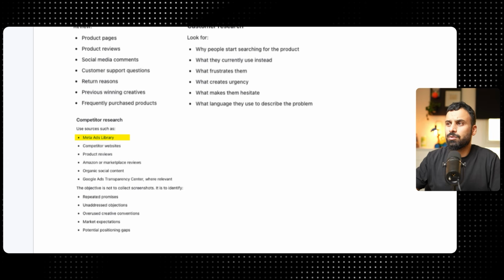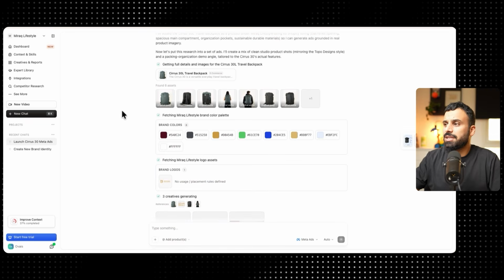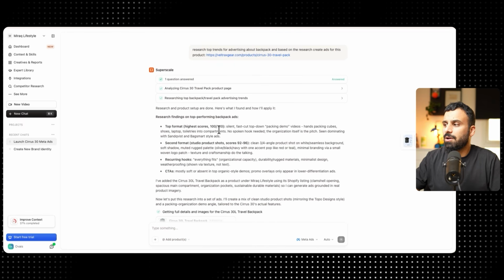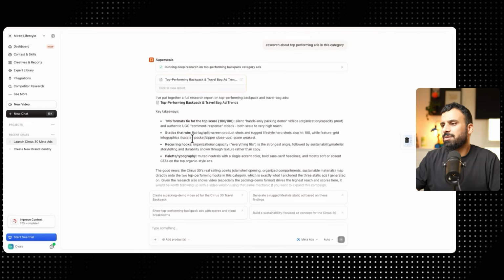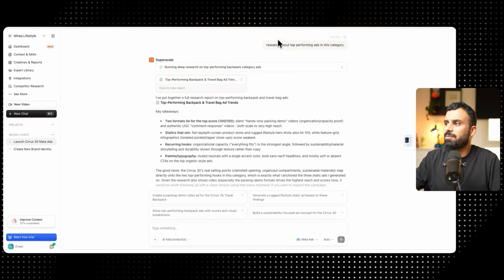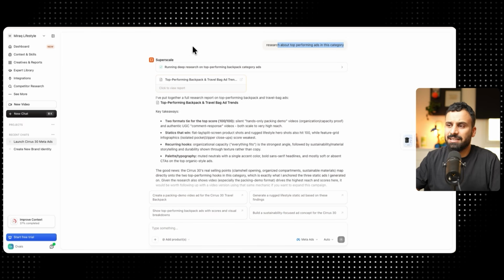There are such specific tools, for example, Superscale here. I was just checking it out, but I'm not able to log into the paid account. So they just help you. You can run research about top performing ads in this category, which is backpacks.